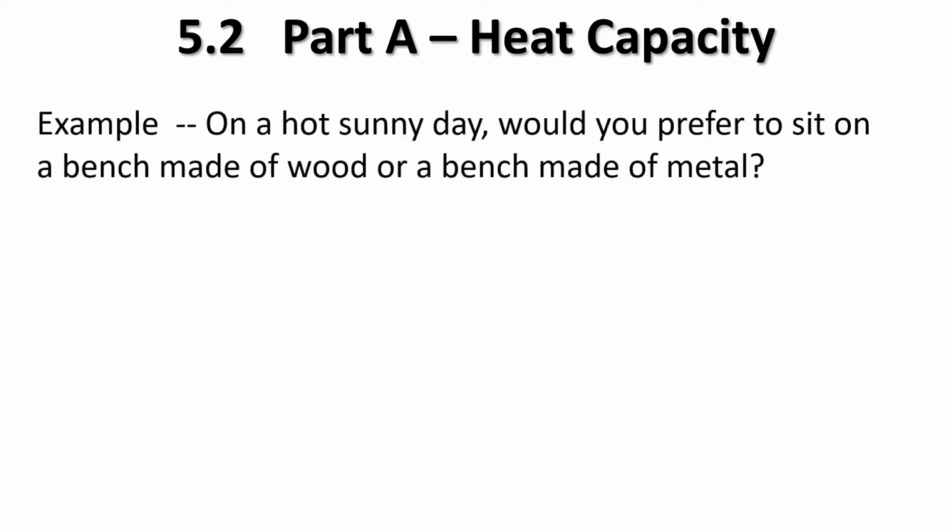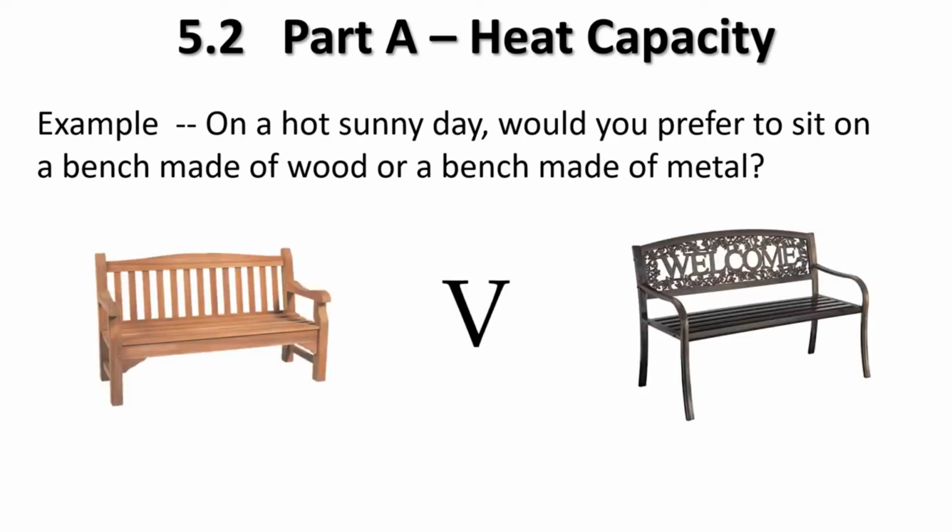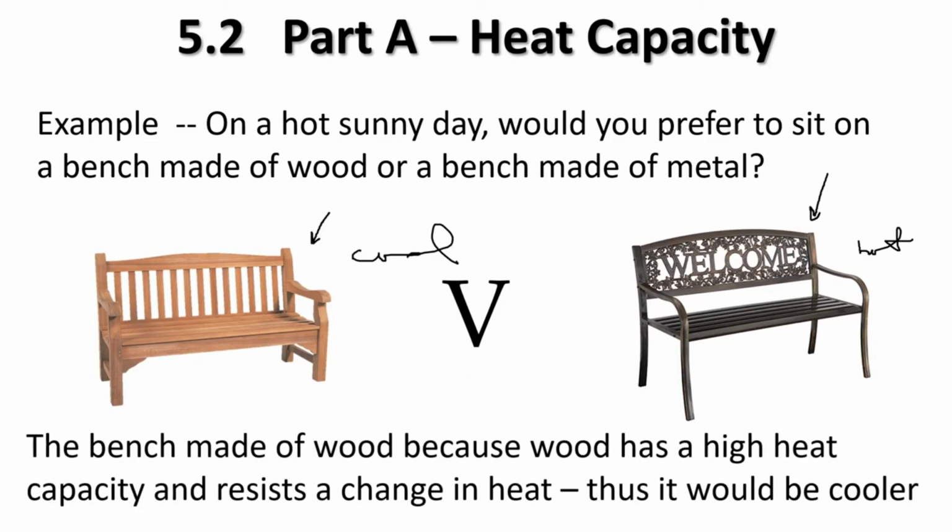So an example here, on a hot sunny day, would you prefer to sit on a bench made of wood or a bench made of metal? And I need you to consider heat capacity in your answer. So thinking about this, the bench made of metal has a low heat capacity, so it'll be really hot. And the bench made of wood has a high heat capacity, so it'll seem rather cool. So that would be the obvious answer. The bench made of wood, because it would resist the heat change. So that is heat capacity.